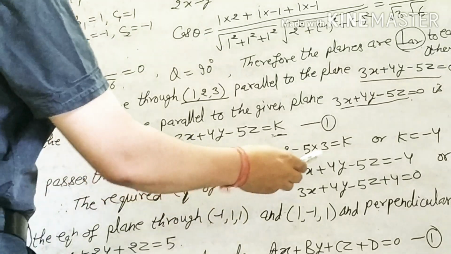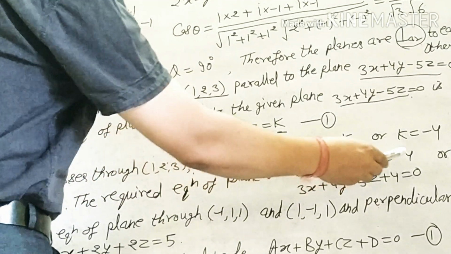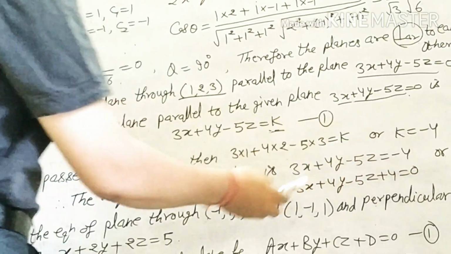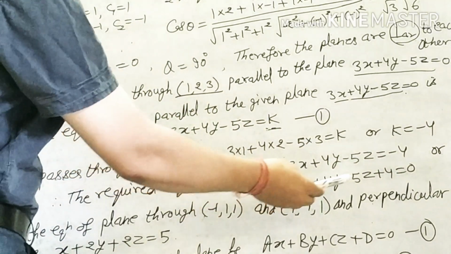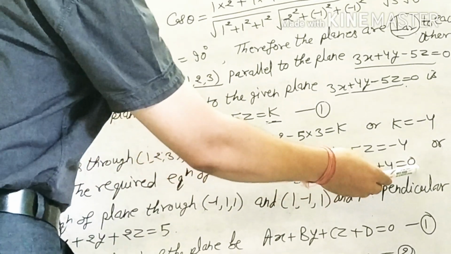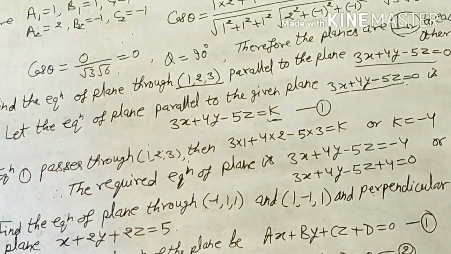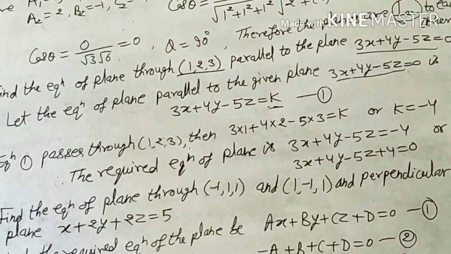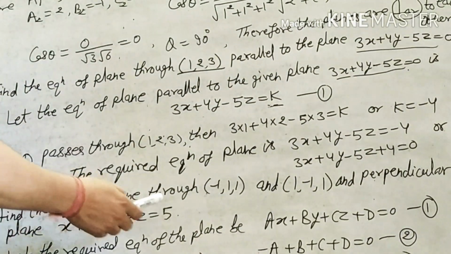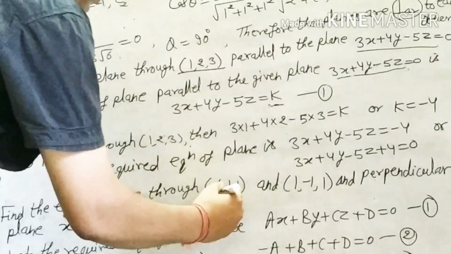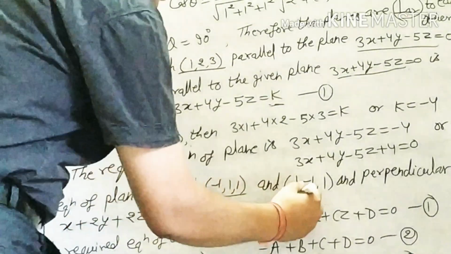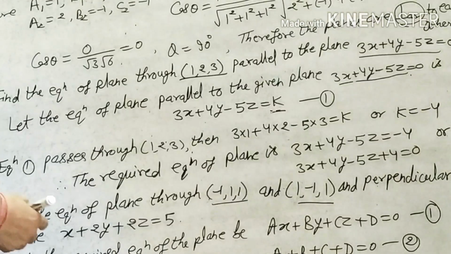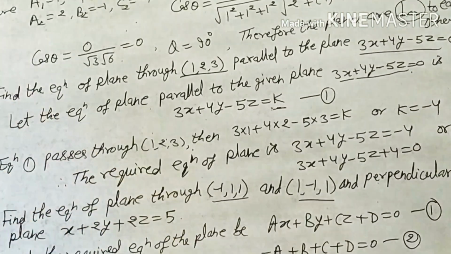So 3x plus 4y minus 5z equal to minus 4, or you can write 3x plus 4y minus 5z plus 4 equal to 0. It will be the equation of the plane. Another question. Find the equation of the plane through (-1, 1, 1) and (1, -1, 1) and perpendicular to the plane x plus 2y plus 2z equal to 5.